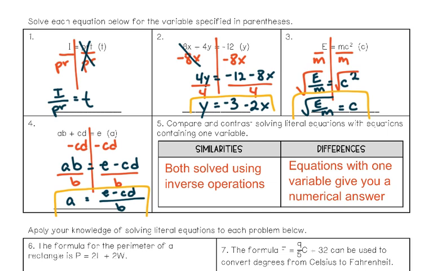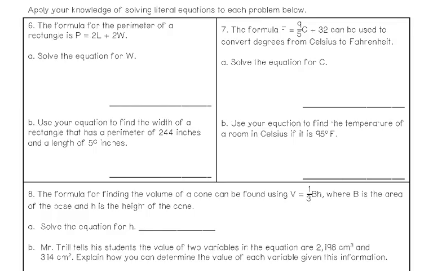We're solving equations even though there's no numbers to isolate a variable. And that's the key difference. Equations with one variable give you just one numerical answer. But in literal equations, there's still variables in your answer, and that's okay. It's just rearranged. And sometimes that's beneficial, especially when we're given formulas.